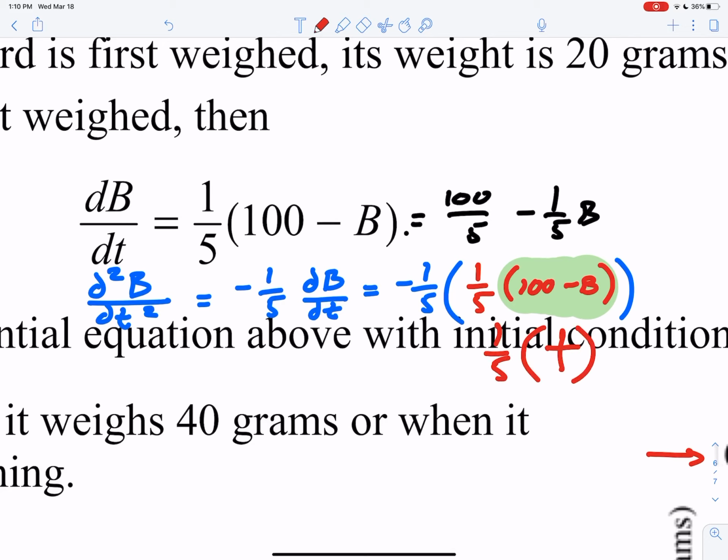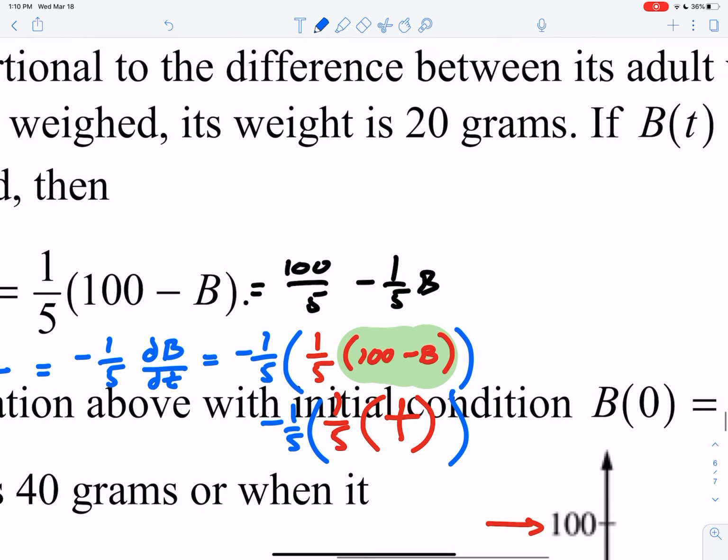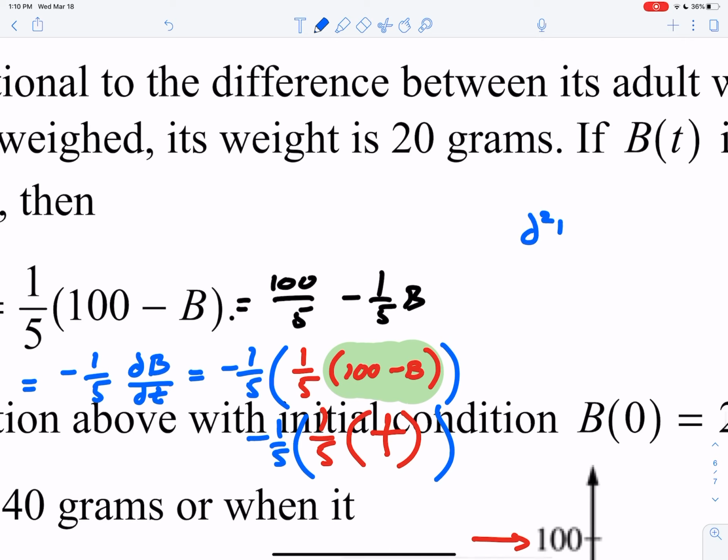Times a 1/5 times that negative 1/5 there. So no matter what, this second derivative will have to come out negative, okay? So here's what we know. No matter what value we plug in, this second derivative will always come out negative. Now, what does that say? That we now know that b is concave down.